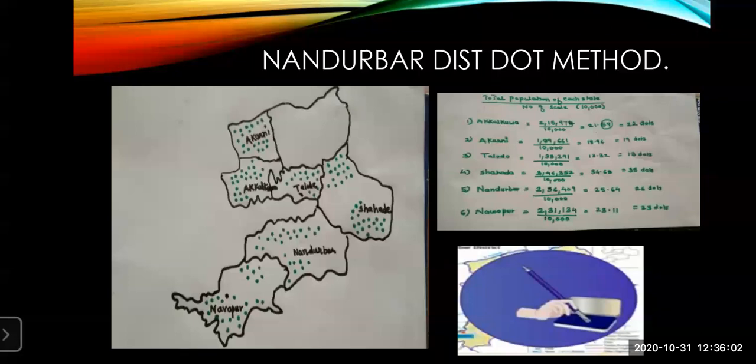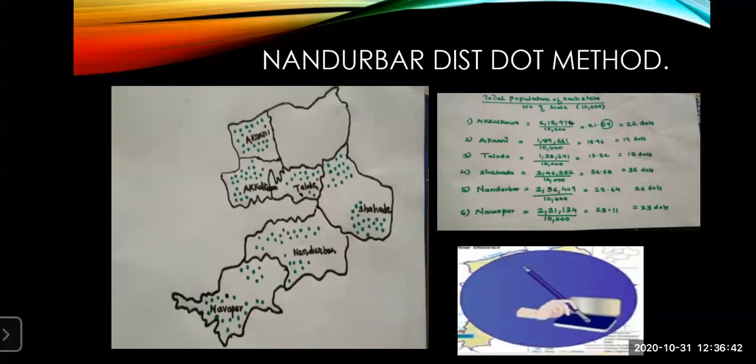Now we'll move to the third one, that is Taloda. Taloda is 1,33,291. Let's divide it by 10,000. When you divide this by 10,000, you will get the answer 13.32. Now see over here, this is something different. 32 is not more than 50. So here you're not going to increase the dot, but you're going to consider the same dots. You will not consider the 32 points. So only 13 dots you will take.